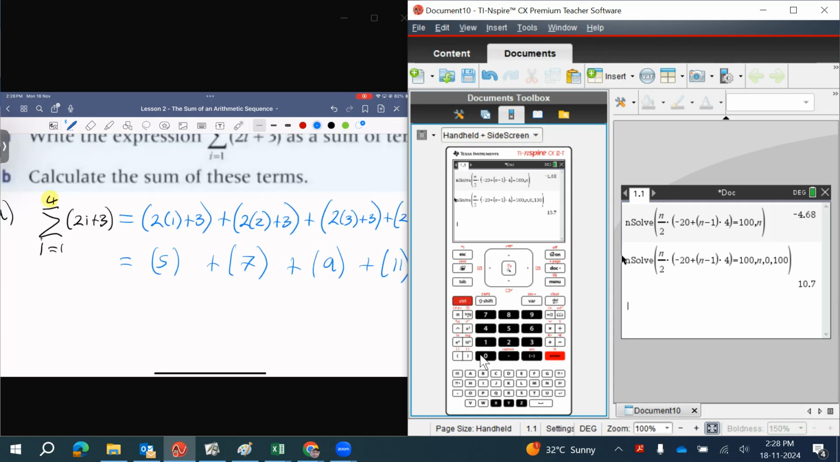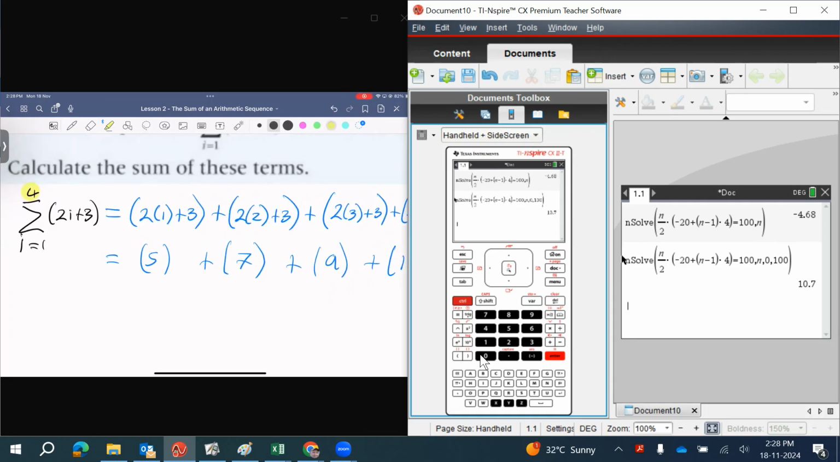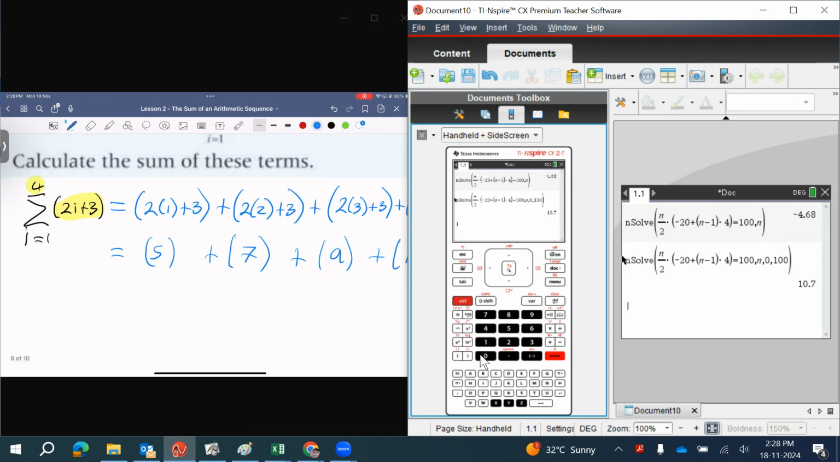Notice that this is an arithmetic sequence because this is linear. This is a linear term here, which generates an arithmetic sequence. What's our common difference in this sequence here? 2. We're going up by plus 2. So the first term in the sequence is 2 plus 3, that's this, and the common difference is this. So you can quite easily see in an arithmetic sequence in its linear form when you're writing a sum like this one.